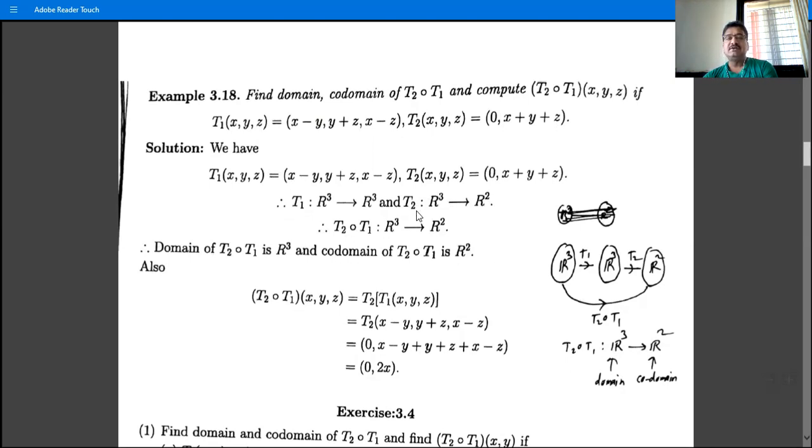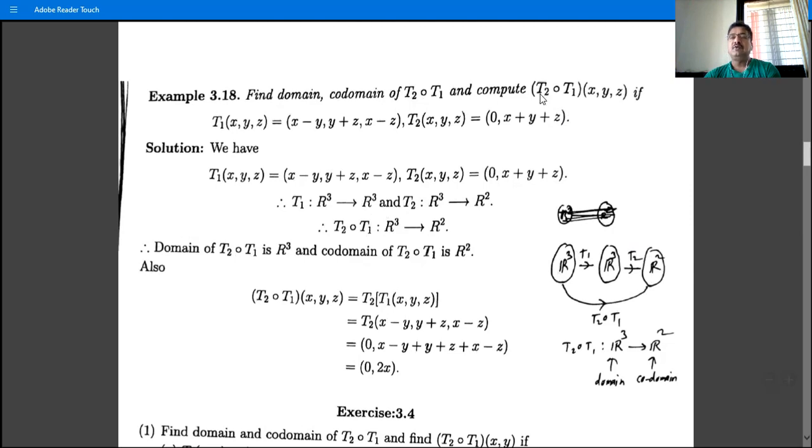So T1 is a function from R³ to R³, and T2 is a function from R³ to R², and so their composition T2∘T1 is a function from R³ to R². R³ to R² means the domain of T2∘T1 is R³, and the codomain of T2∘T1 is R². So this is the answer of this problem.